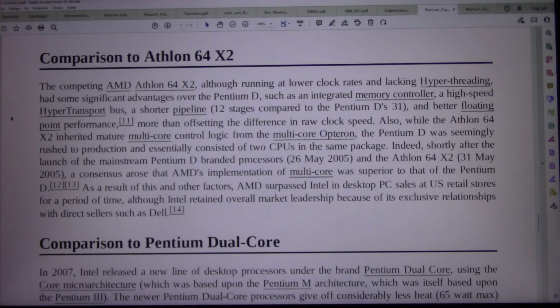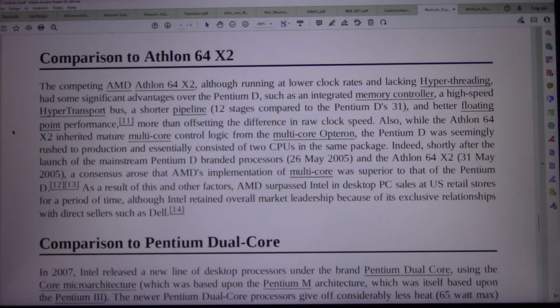Comparison to Athlon 64 X2. The competing AMD Athlon 64 X2, although running at lower clock rates and lacking Hyper-Threading, had some significant advantages over the Pentium D, such as an integrated memory controller, a high-speed HyperTransport bus, a shorter pipeline, 12 stages compared to the Pentium D's 31, and better floating point performance, more than offsetting the difference in raw clock speed.